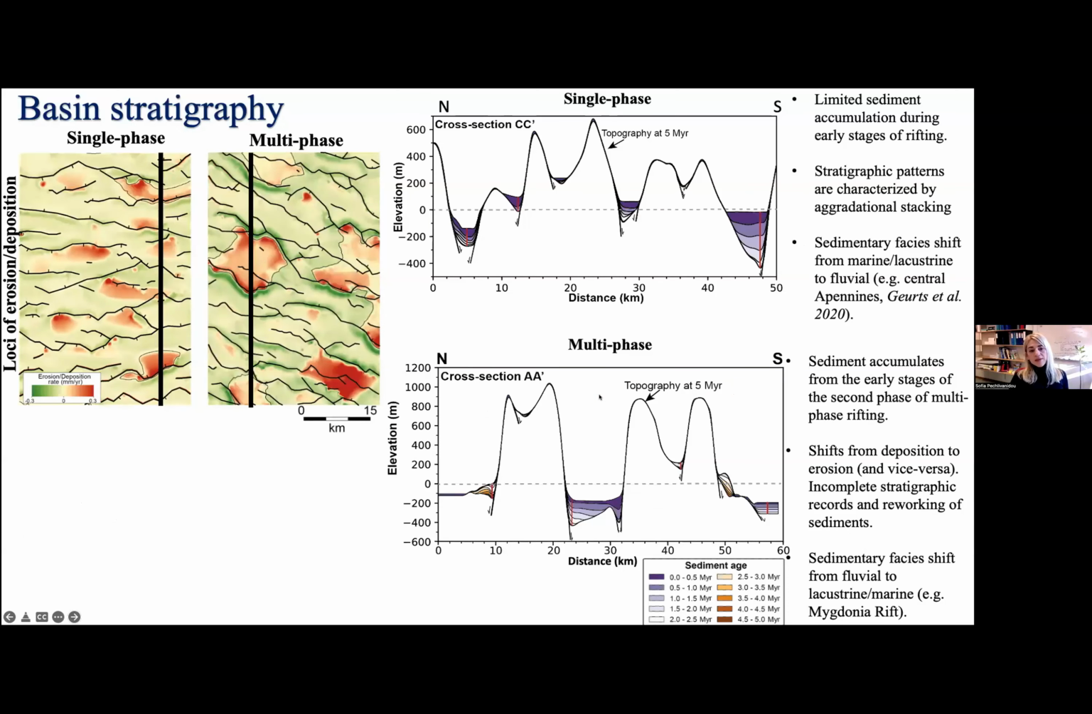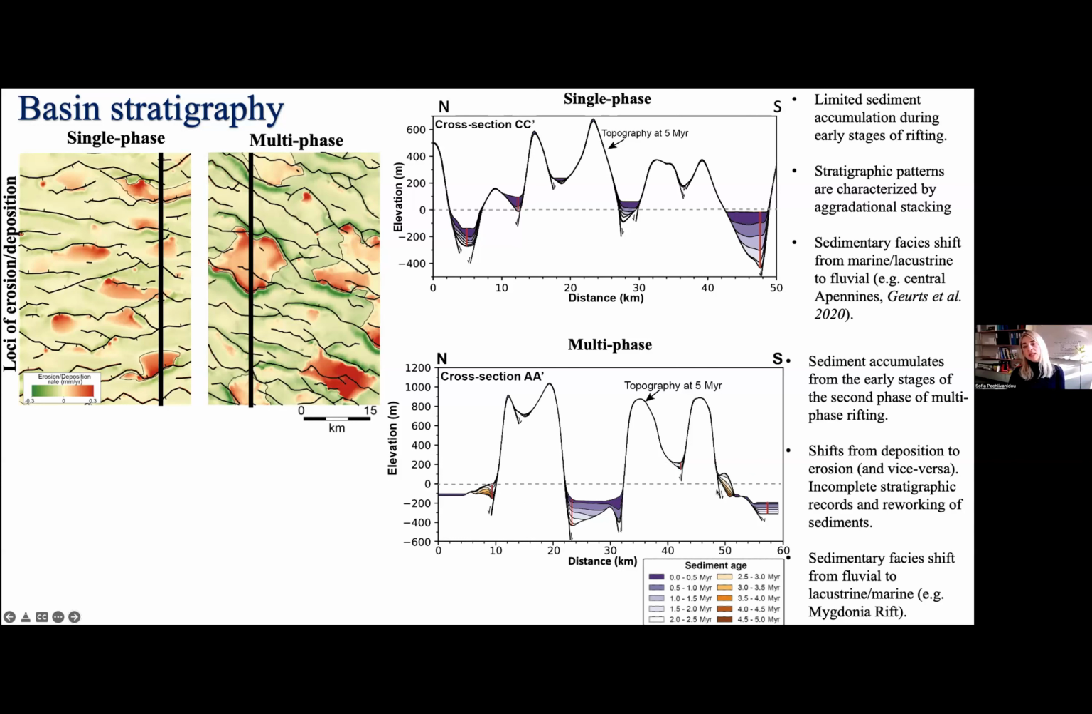So what we can see from this is that there is a limited sediment accumulation during the early stages of single-phase rifting, whereas in the multi-phase rift, sediment accumulates from the early stages of the second extensional phase. You can see these older sediments deposited here and here, for example.